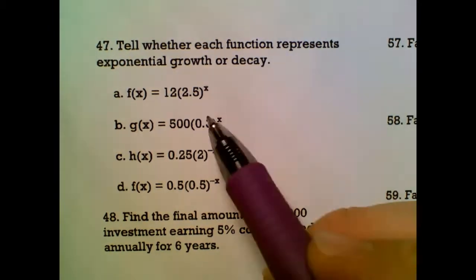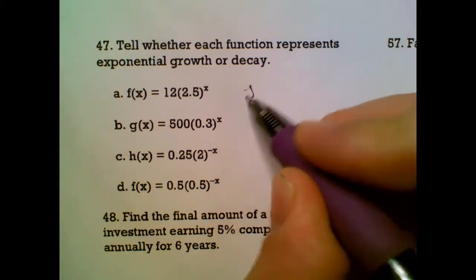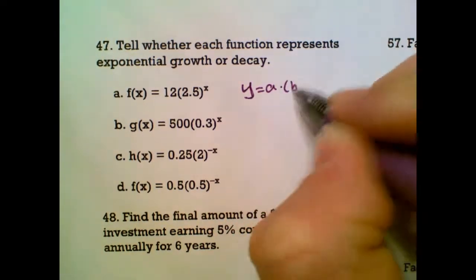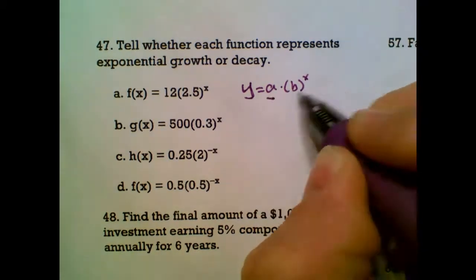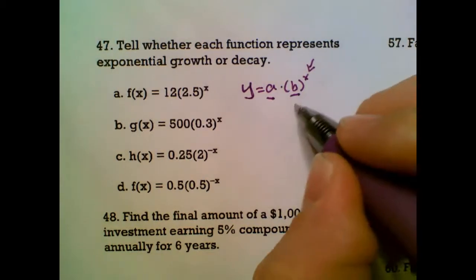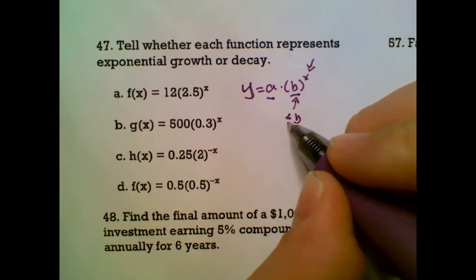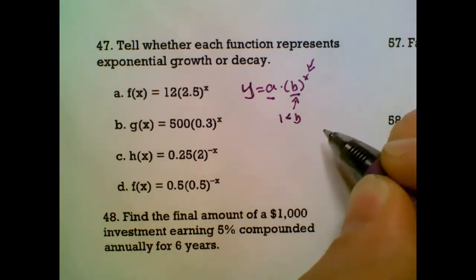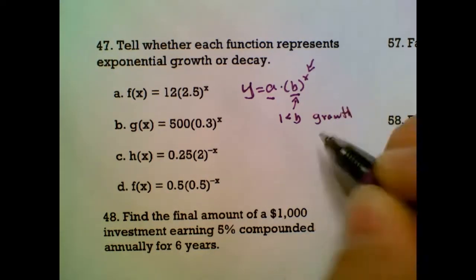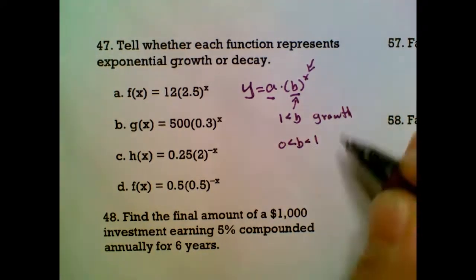Okay, so when you're dealing with exponential functions, they're often in the form y equals a times b to the x power, where a is the starting point, b is your multiplier, and x is your exponent. And really what you need to do is just look at the b. If the b is greater than 1, then it is going to be a growth. But if the b is between 0 and 1, then it is decay.